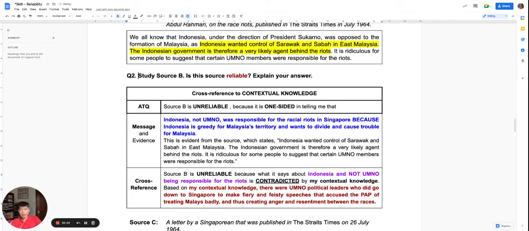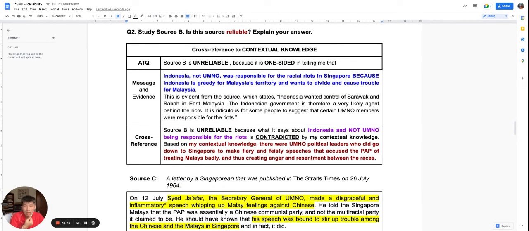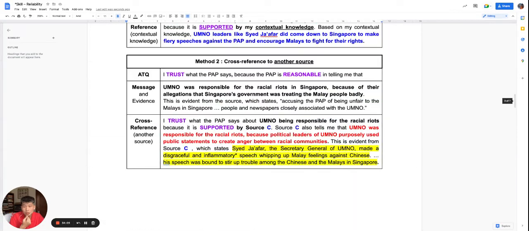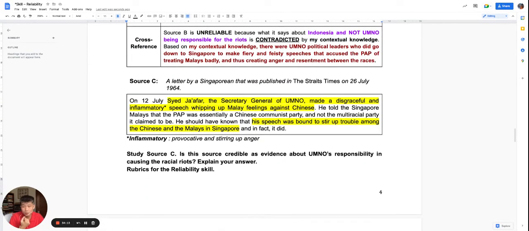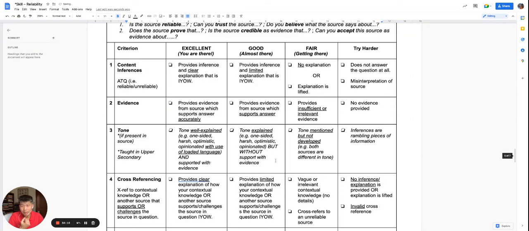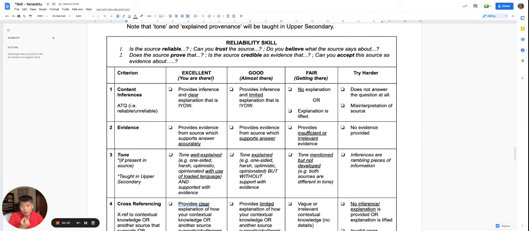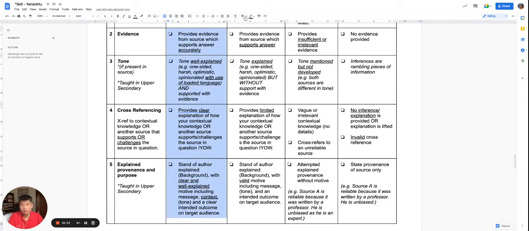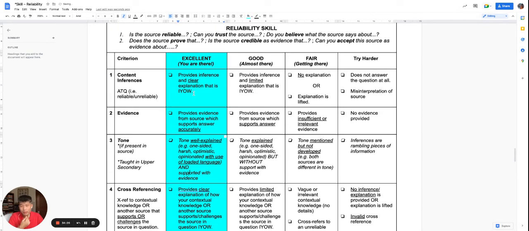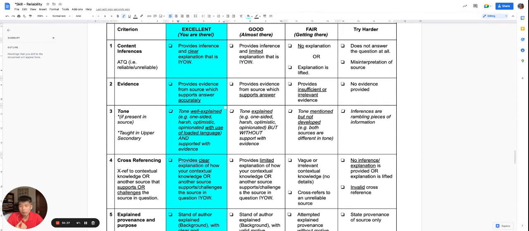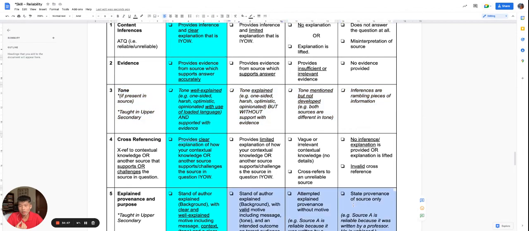Okay. I leave you to go and do question 3 on your own. I would suggest that you copy all of questions 1, 2, and 3's answers onto foolscap and staple to the back of this worksheet. Finally, on the last page of this worksheet, there is a set of rubrics. You want to look at the column on excellent. These rubrics provide a set of checkboxes, a checklist for you to test whether your answer for reliability is strong. In Sec 2, you only need to do the content evidence, the content inference, the evidence, and the cross-reference. You can ignore tone. You can ignore purpose.